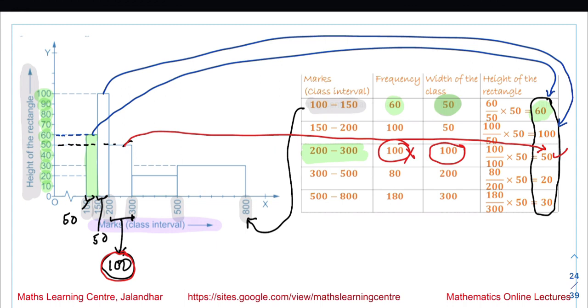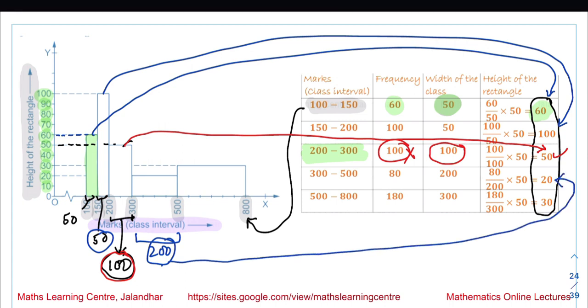Similarly, in the next case the width of the rectangle is 200. Over here the width of the rectangle was 50, now the width of the rectangle is 200. So in place of 80 we are using the frequency 20. And then next the width of the interval is 300, so the adjusted frequency is 30. So the height of the rectangle that we have taken is 30.